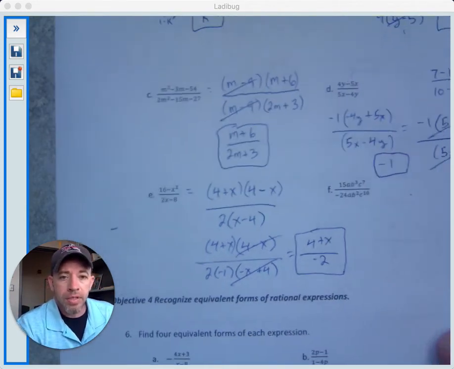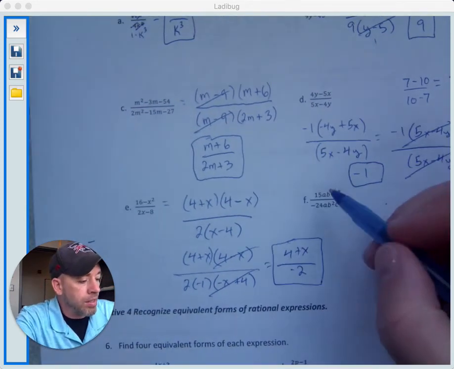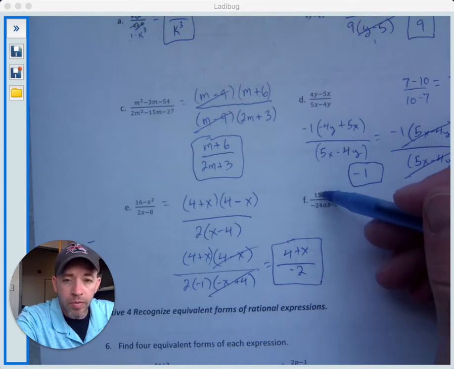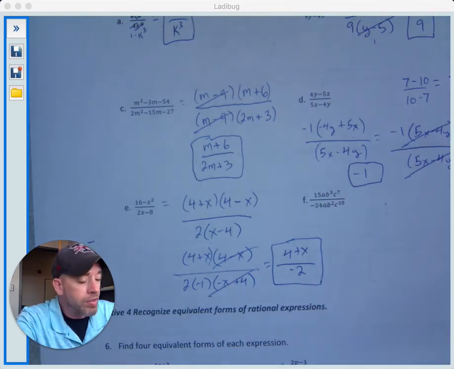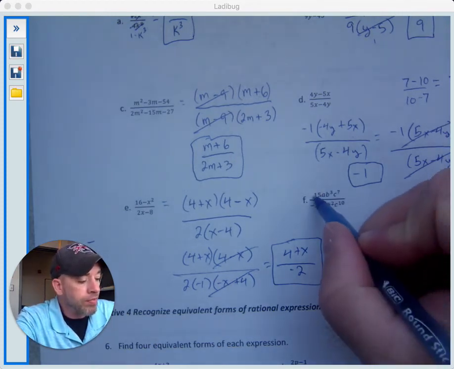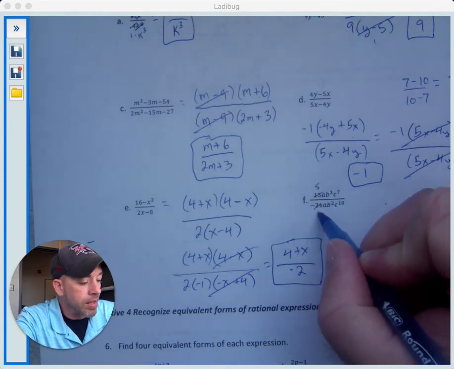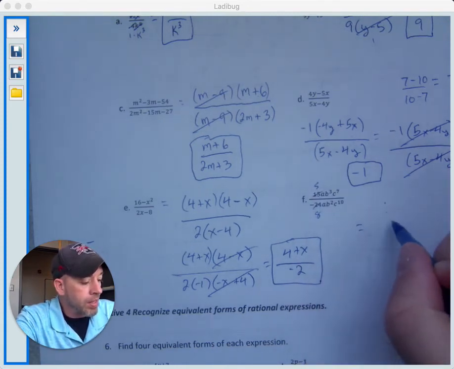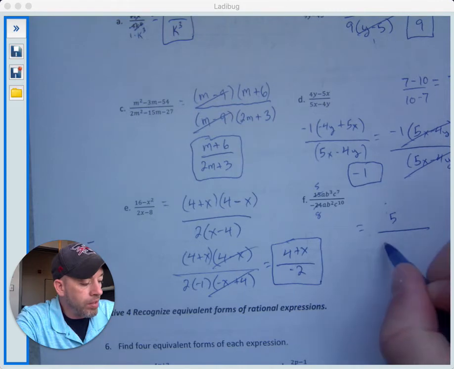Alright, so the last one in this group of problems, let's see, the numbers, can we cancel anything out? What goes into both 15 and 24? Hopefully you say 3, right? 3 goes into 15 5 times, 24 8 times. So I'm going to start by saying 5 over negative 8.